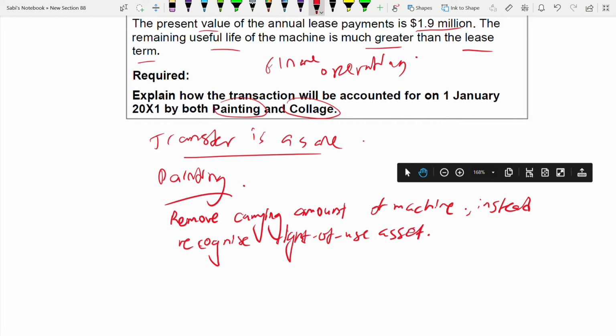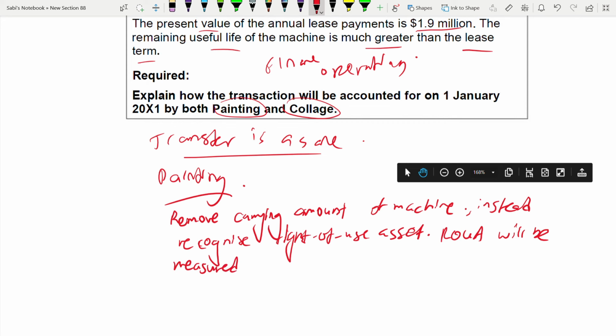Okay, and this right of use asset will be measured as a proportion of the previous carrying amount that relates to the right retained. Okay, I'll write it down for you. So the next time you get a question, you can just copy paste this line.